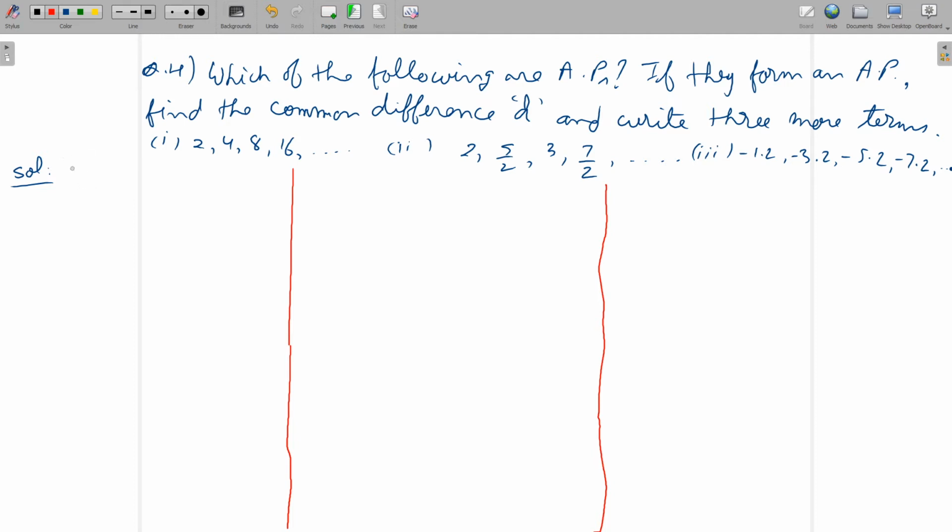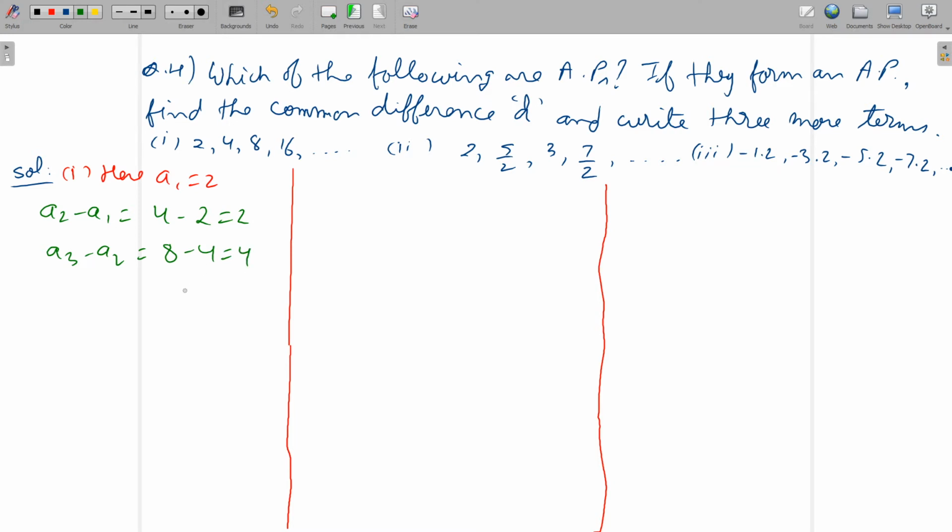So here, first part, let us solve one. Here A1 is equal to 2. Now let us find the difference. We'll find first the difference of A2 and A1. So A2 minus A1 is equal to 4 minus 2, that is 2. Next we'll find A3 minus A2, that is 8 minus 4, equal to 4.